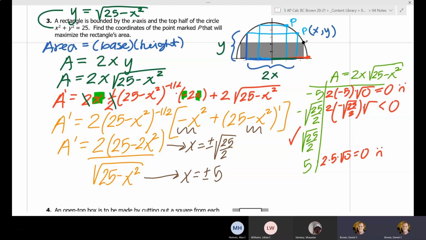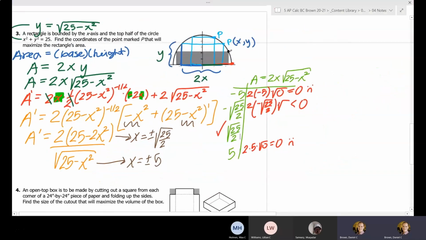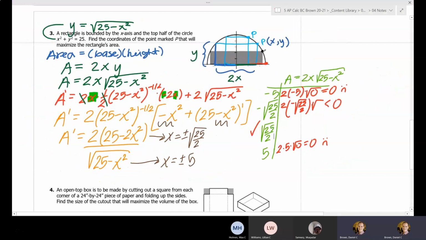I could plug it in, but it doesn't want me to answer the question: which coordinate is going to maximize that area? Well, the one that maximizes the area is when x is the square root of 25 over 2. And then the y coordinate, I could just plug it into the equation: 25 minus 25 halves, since I'm squaring it, that would be the coordinate.